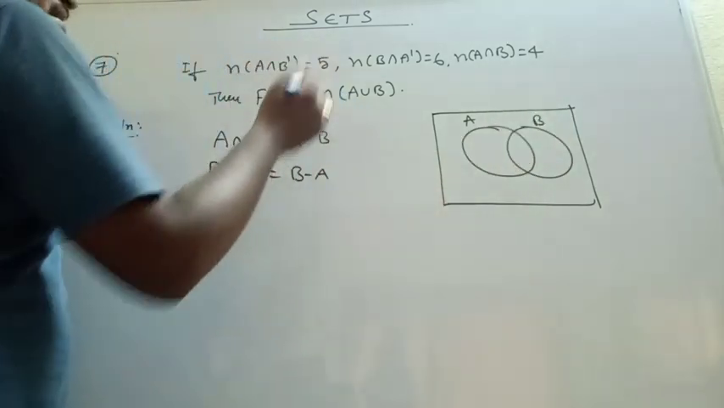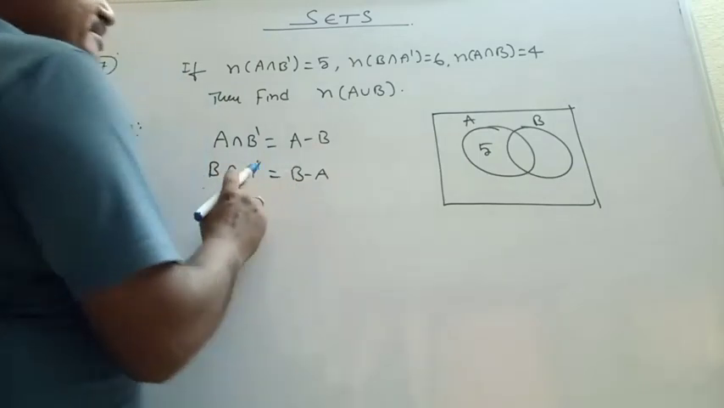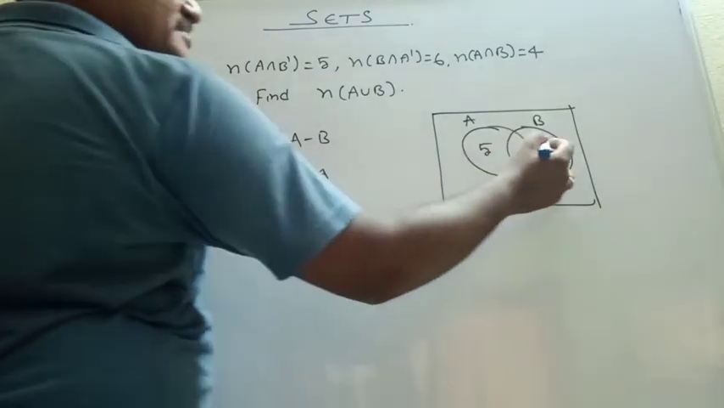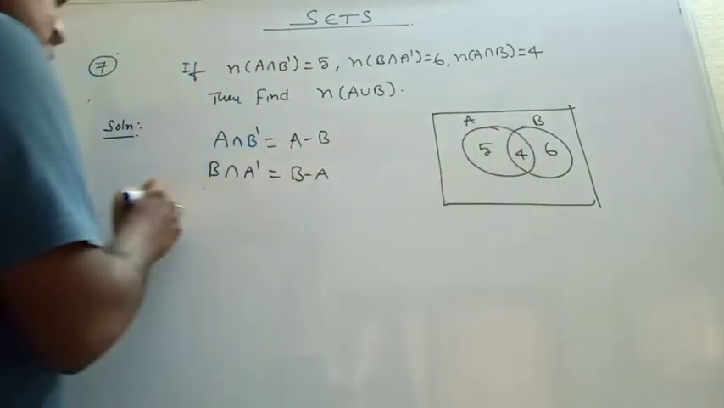Okay, they given n of A minus B. A minus B, this is equal to 5. They have given like this. And B intersection A complement, that is B minus A, that is equal to 6. They given. And n of A intersection B as what? 4. Now they are asking n of A union B.